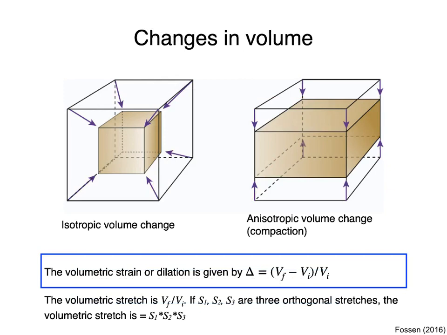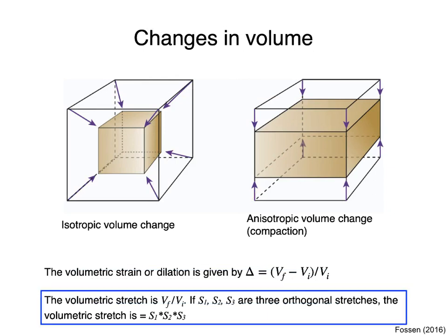Changes in volume are defined by the dilation, delta, which is the final volume minus initial volume divided by the initial volume. Another measure of volumetric strain is the volumetric stretch, which is the final volume divided by the initial volume. If S1, S2, and S3 are three orthogonal stretches, the volumetric stretch is S1 times S2 times S3.